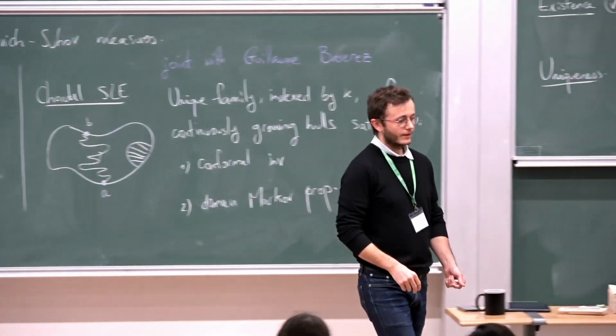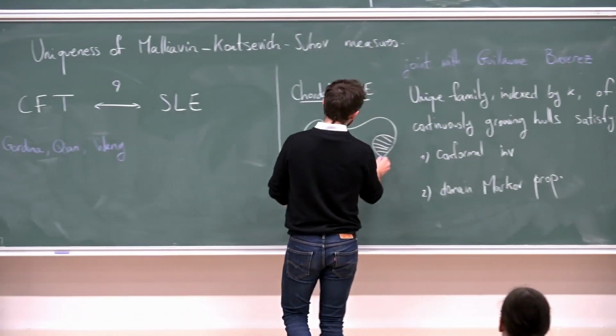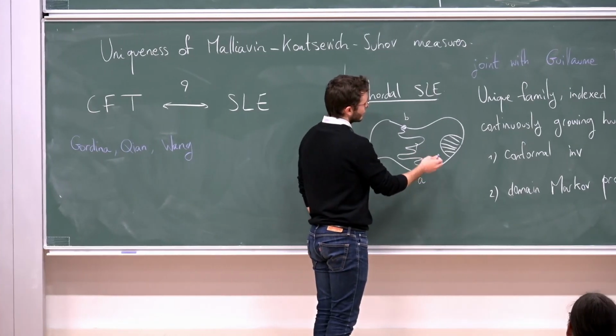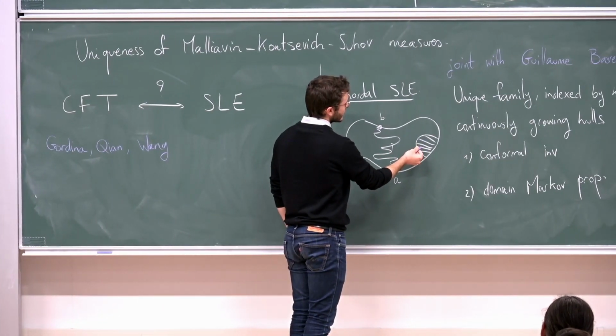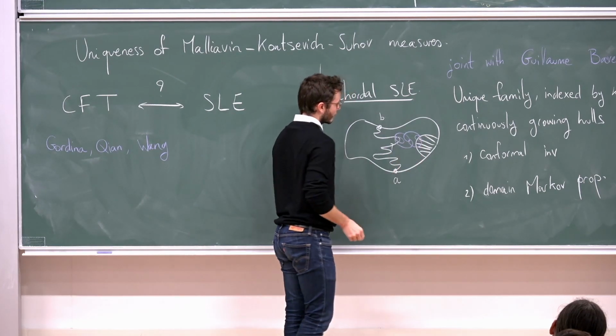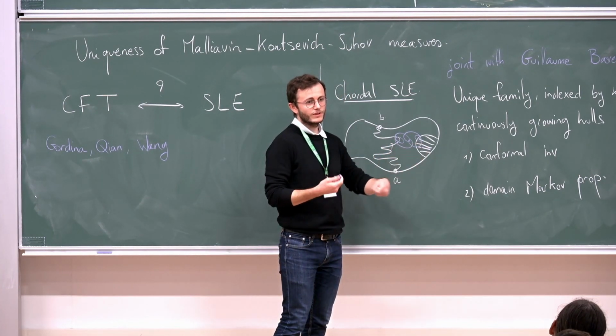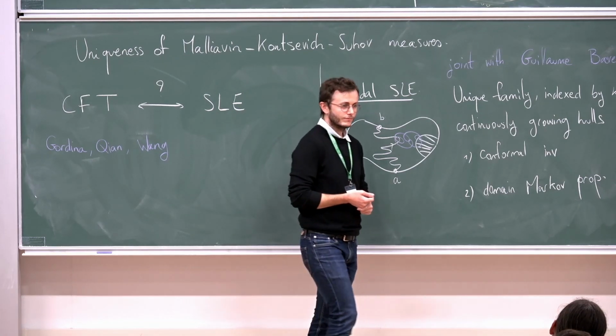It turns out that there is a relationship with loop soups, and so you will have to count the number of loops that intersect your path and this region here. And that's what this lambda star is doing.